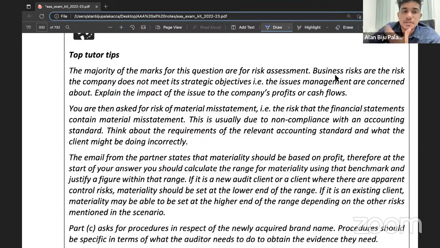We know that business risks are the risks that will affect the company's strategic objectives. So we need to consider that, and clearly show the impact on the company's profit or cash flows. In addition, they have also asked us to include the risk of material misstatement. For that, we need to refer to non-compliance with accounting standards, think about the relevant standard that is required and what will happen if that particular standard is incorrectly treated. That is what we need to provide as the risk of material misstatement.